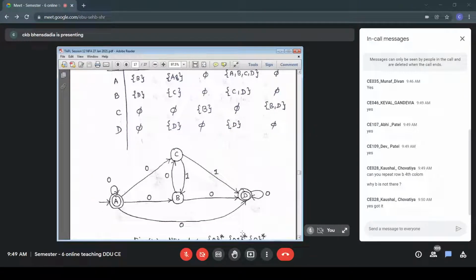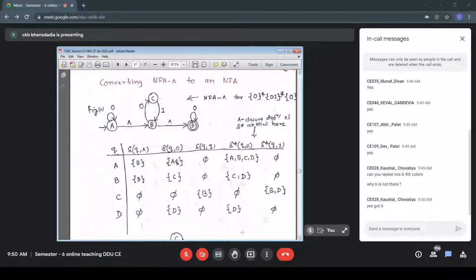This is based on our definition. When we convert NFA-null to NFA, the theorem is: if we are able to reach any accepting state from the initial state using null transitions only, then we make the initial state an accepting state. That we did. So this is my NFA-null, the state transition diagram for NFA-null.